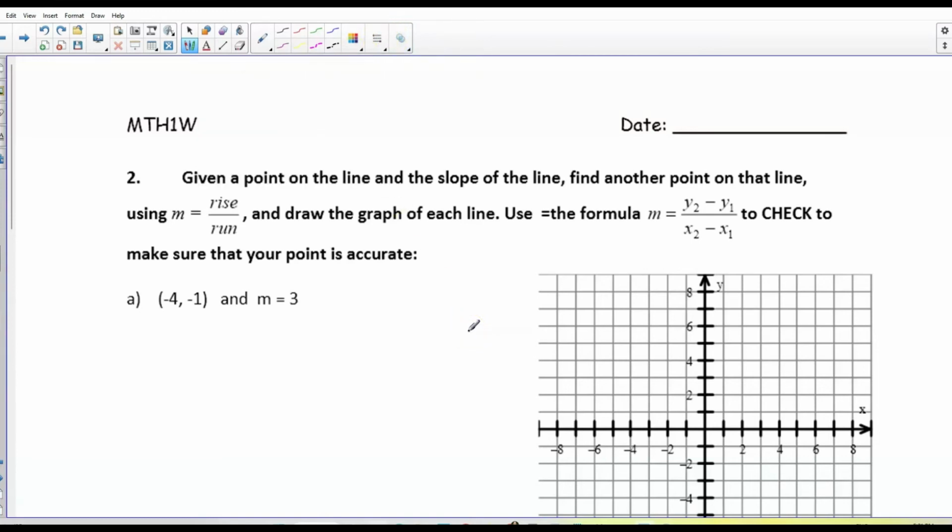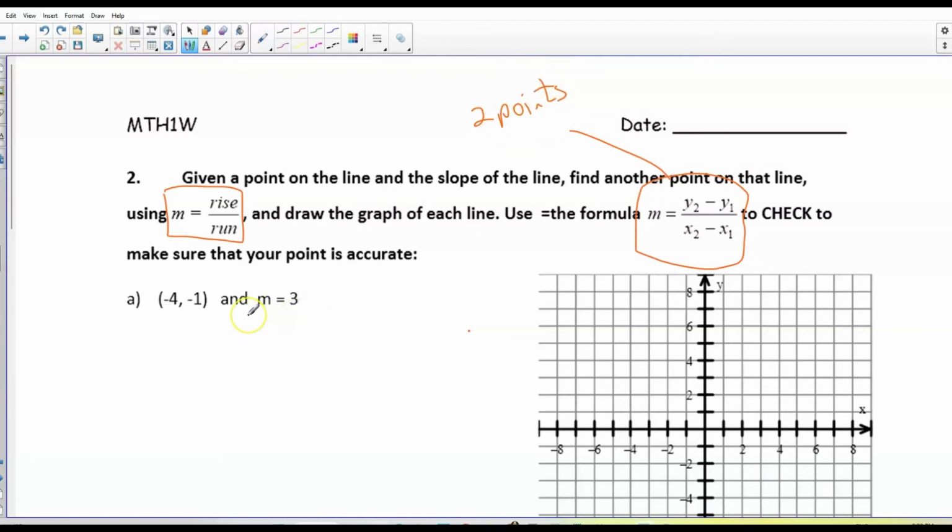So part 2 is now we're saying given a point on the line and the slope of the line, we're going to try and find another point on that line. So we know that, if we remember back just a little while ago, we said slope is equal to the rise over run, and we can draw the graph of a line. So we can draw it on there. We can use a formula to check. This is our slope formula. And if we have 2 points, and here we need to have 2 points to be able to do this.